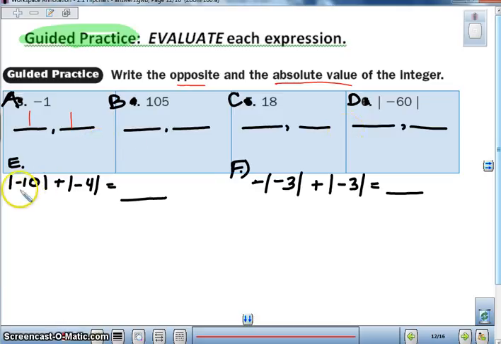Letter E, absolute value of -10. First I might think, what is that? It is 10. Plus the absolute value of -4 is 4. It gives me 14.